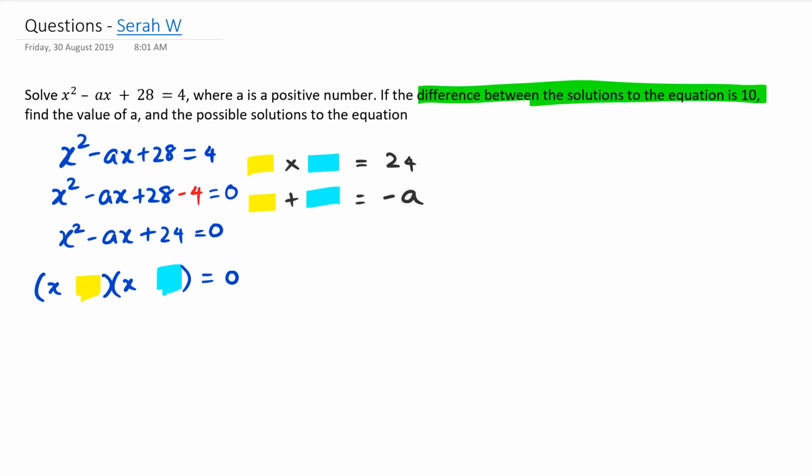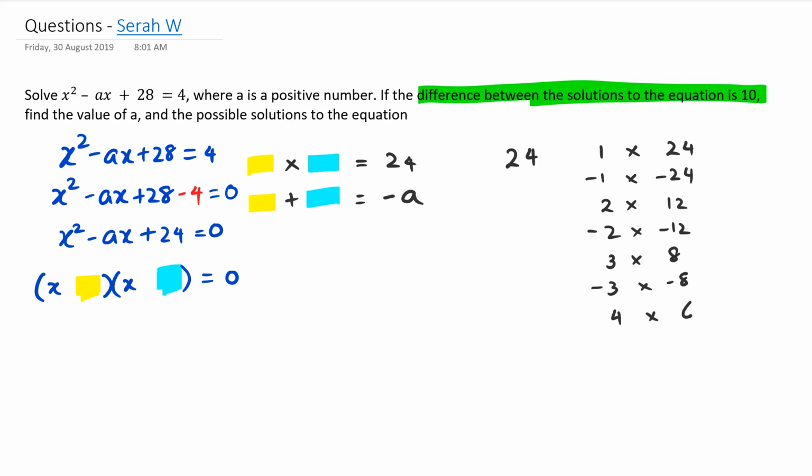All right, so let's have a look at all the possibilities for numbers that multiply to 24. You've got 1 times 24, negative 1 times negative 24, 2 times 12, negative 2 times negative 12, 3 times 8, negative 3 times negative 8, 4 times 6 and negative 4 times negative 6. Straight away you can see the difference between the two numbers. With 24 and 1, the difference is 23. 2 and 12, there's a 10 difference. 8 and 3, there's a 5 difference. 6 and 4 is a 2 difference.